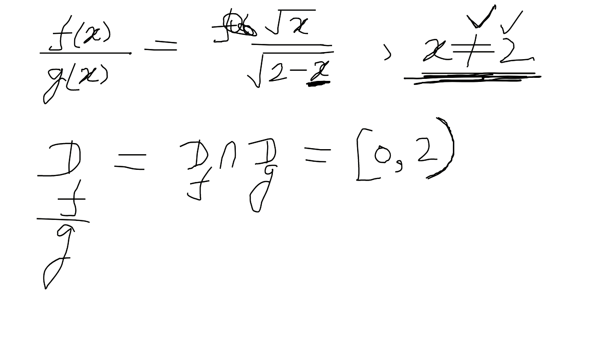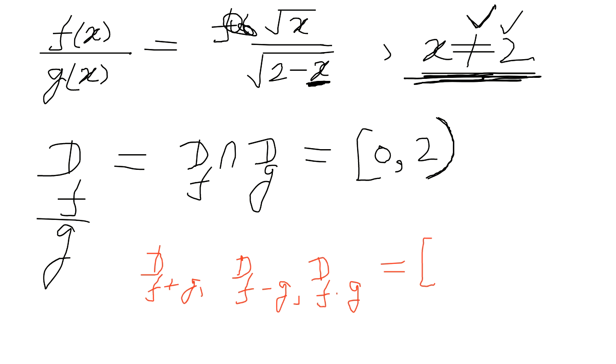Now see this. The domain of F plus G, the domain of F minus G, and the domain of F times G are all 0 to 2. Here it is closed, meaning 2 is included. But here for F over G, 2 is not included, because if 2 is included then the denominator is 0. So here it is open. 2 is not included. That is the only difference.